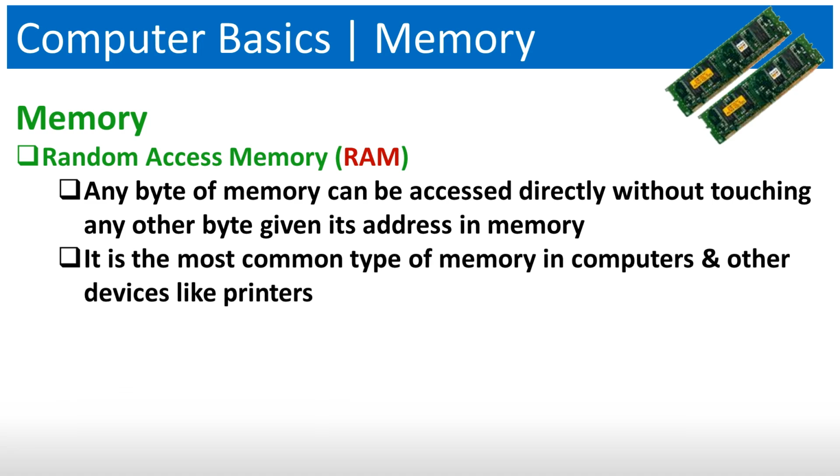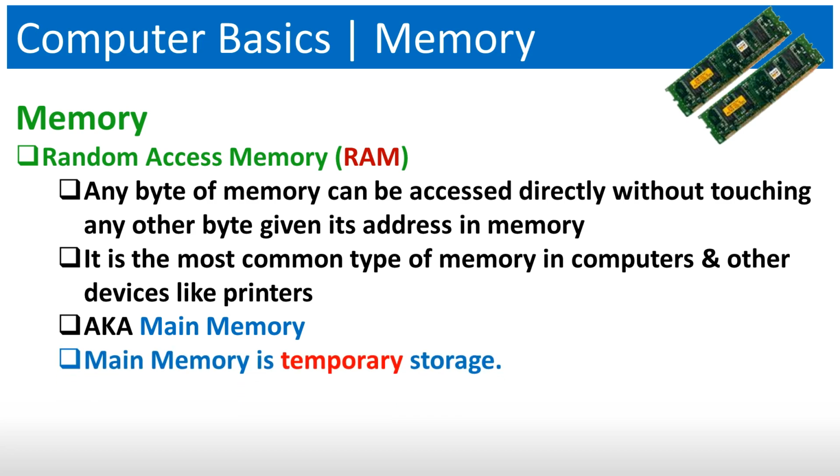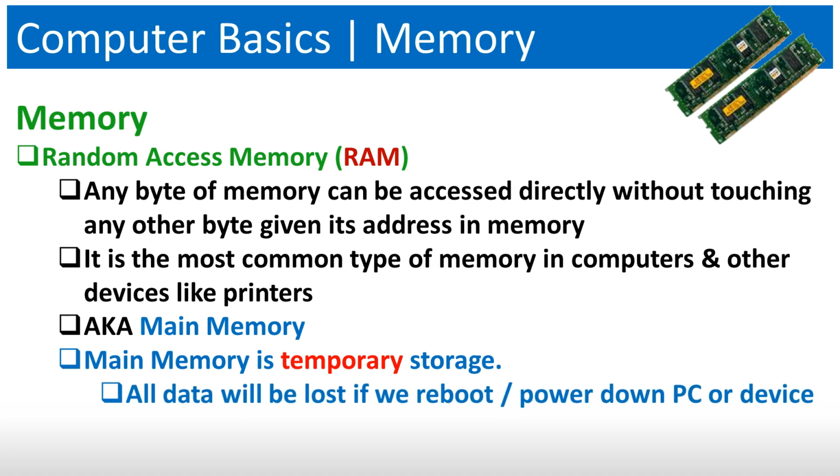It's the most common type of memory in computers and other devices. It's also known as the main memory. So when somebody refers to the main memory, you need to allocate memory or you need to use the memory, that's meant by the random access memory. The main memory, or the RAM, is temporary storage. That means that all data will be lost if we reboot the system or if we power down the PC or device.